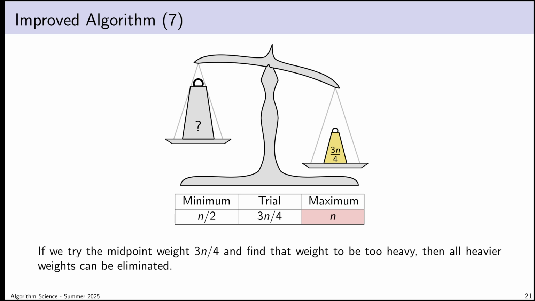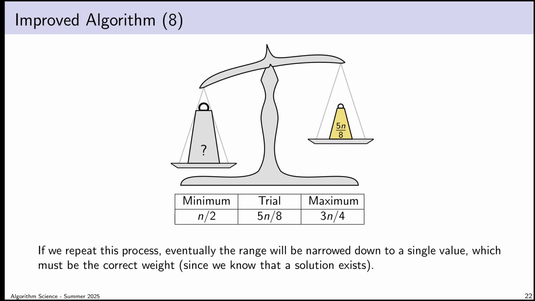So now I've managed to rule out half the possibilities on the first weighing, and then half of the remainder, or 1/4 of the original number of possibilities, on the second weighing. Okay, so I just keep going. I keep trying the midpoint.